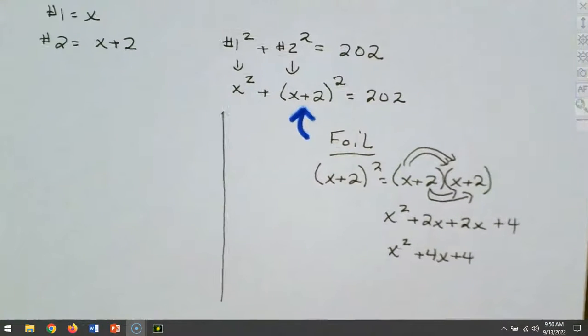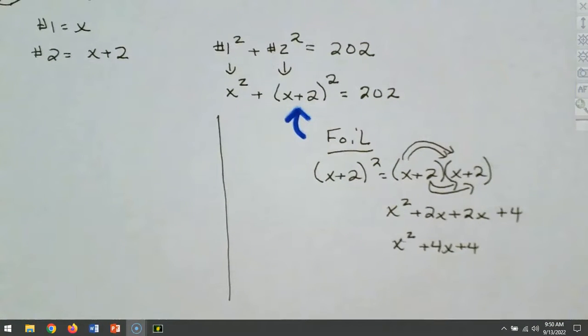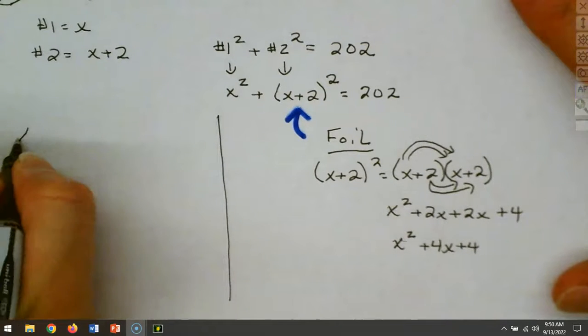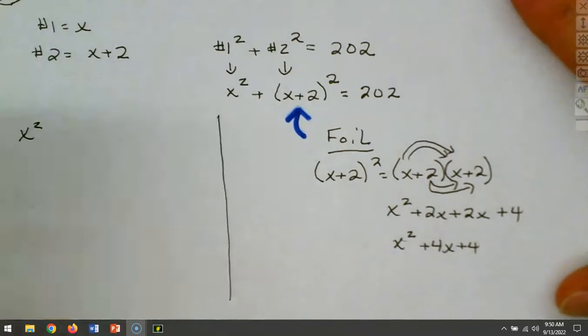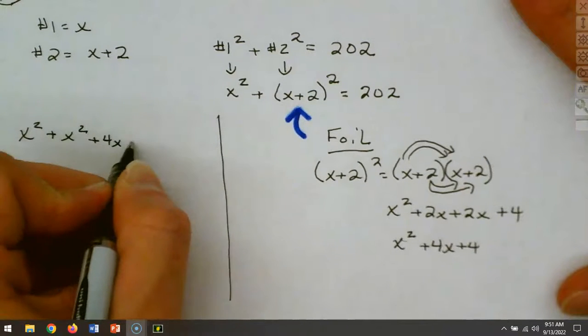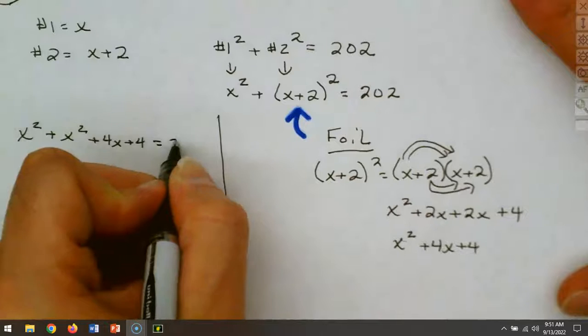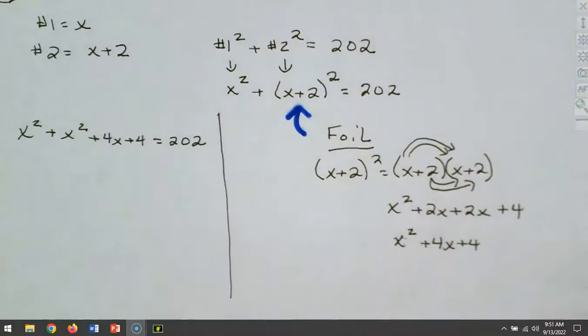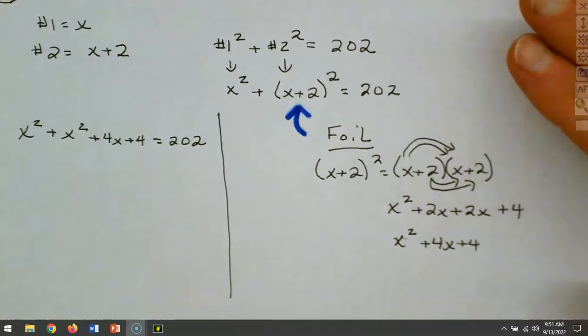Is everyone all right with that so far? So now we just rewrite it. We're going to combine like terms, and we'll solve this question out. So now when I rewrite it, we've got x squared plus 4x plus 4, and that equals our 202. Okay, so that's our 202 there.